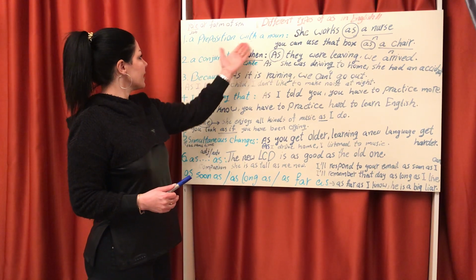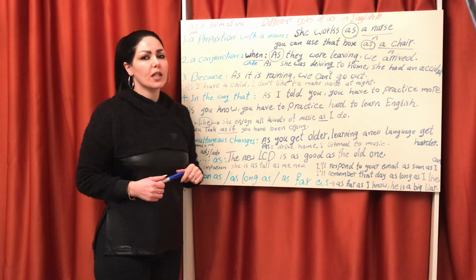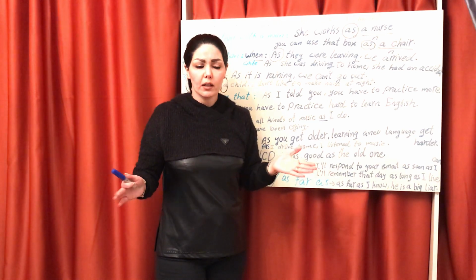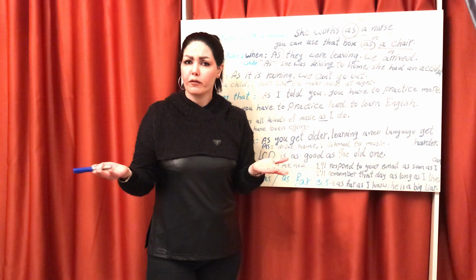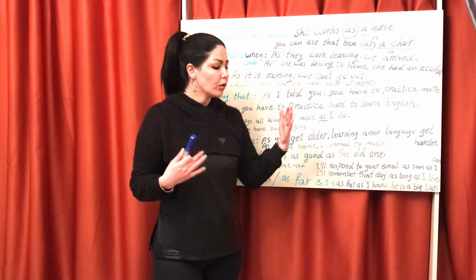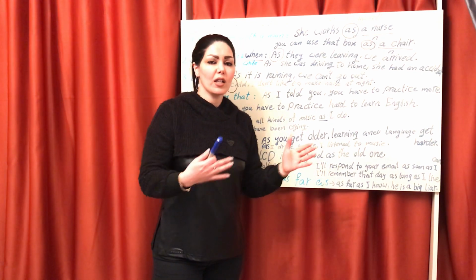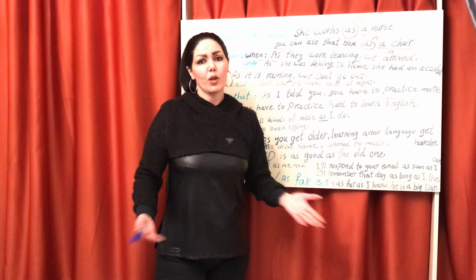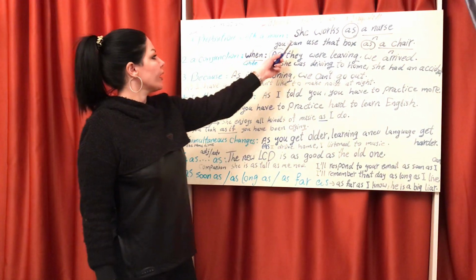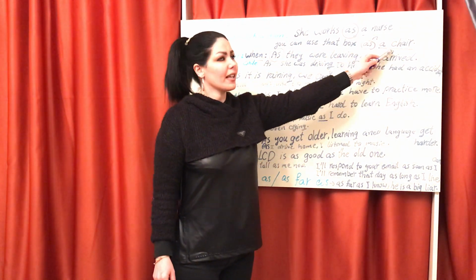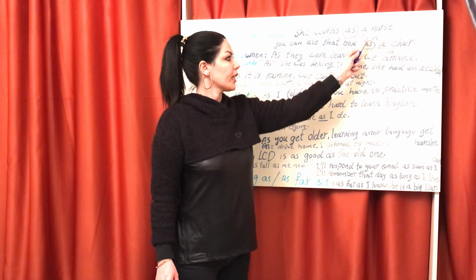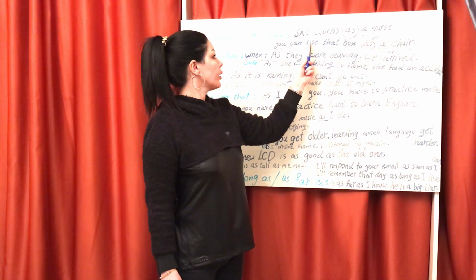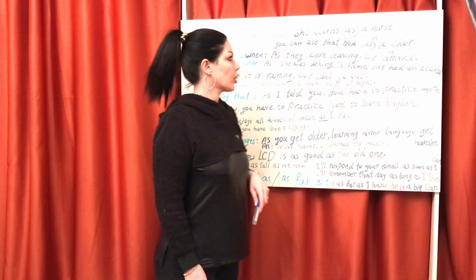Sometimes we use this structure for the form of something. For example, you go somewhere, there isn't any chair, and your friend says you can use this box as a chair. You can sit on this box as a chair. "As" is a preposition, and after that a noun. You can use that box as a chair.